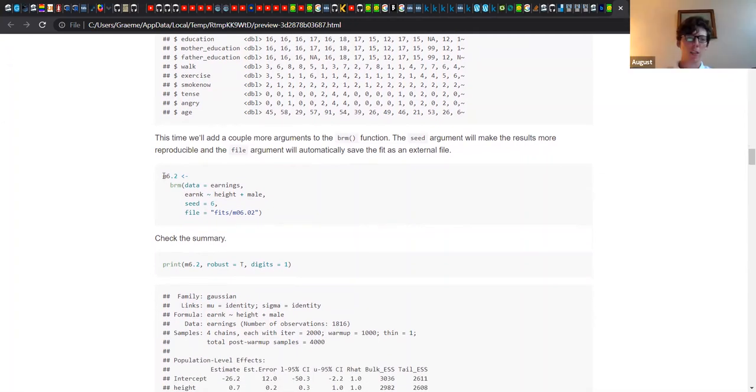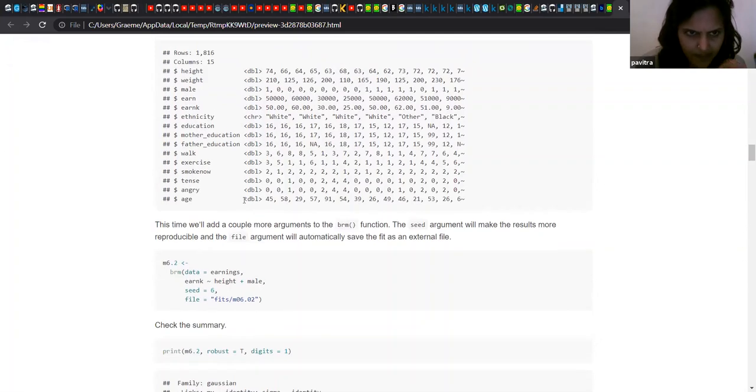Okay, so they save it as an external file. Any idea why they've divided the earnings by 1,000? Is it just because they don't want it to be a really huge value? I'm not entirely certain. It makes it easier to compare, I suppose. Smaller numbers are easier to see the difference in than bigger numbers.